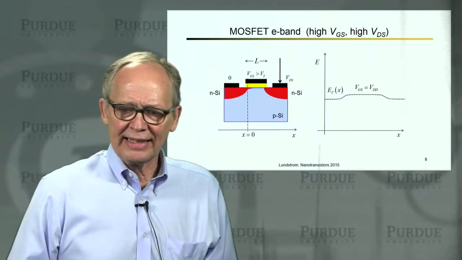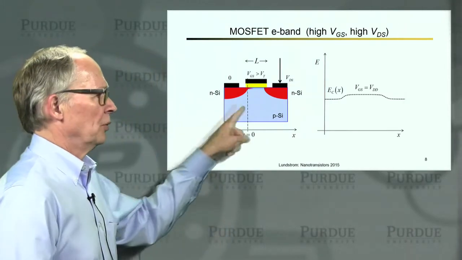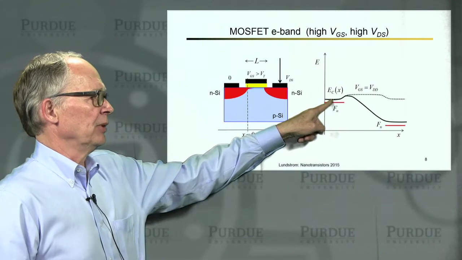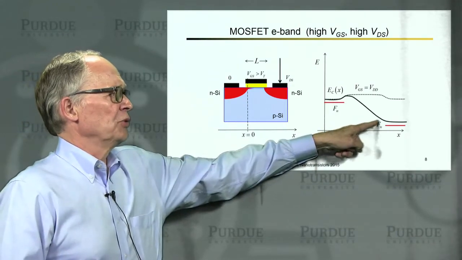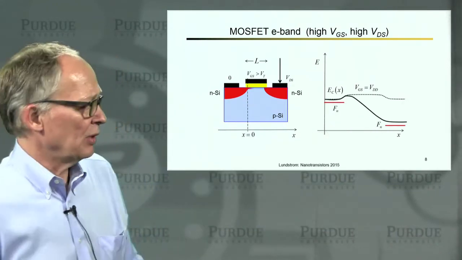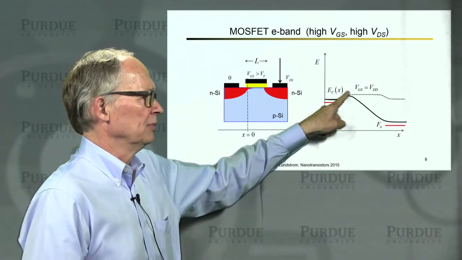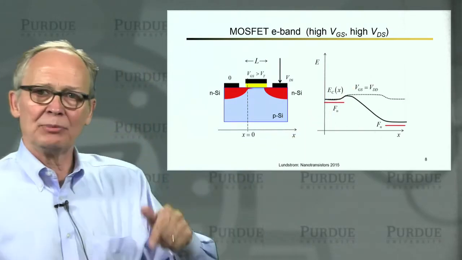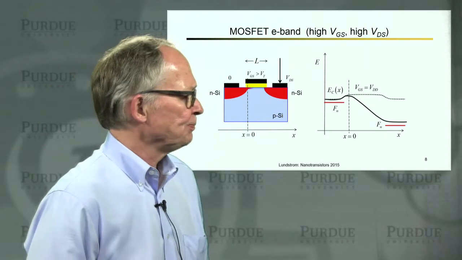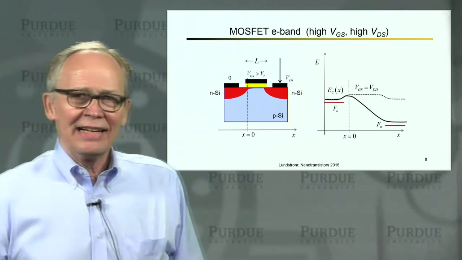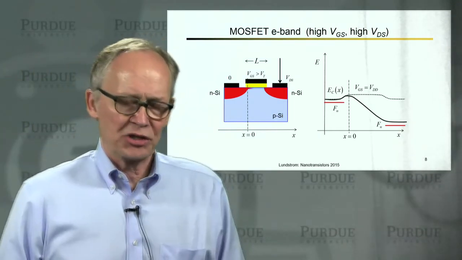Okay, now let's look at the high VDS regime. So this is what it looked like in equilibrium. Under high drain voltage, we pull everything down. We have a high gate voltage here, so we're on a small barrier for electrons to hop over and flow to the drain. Now, things vary with position along the channel.